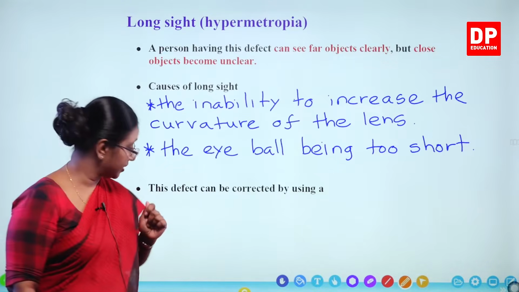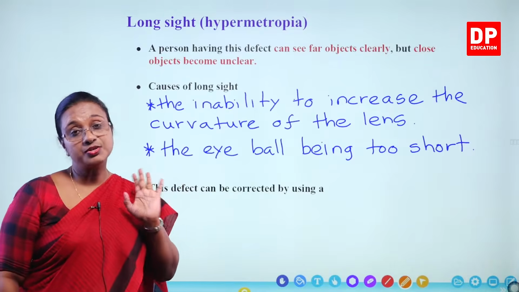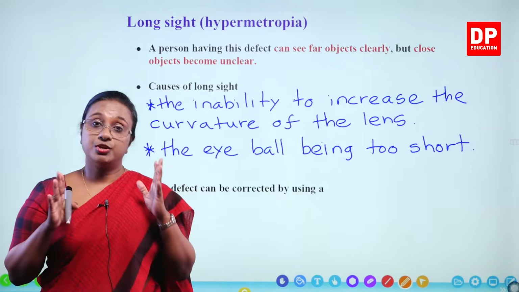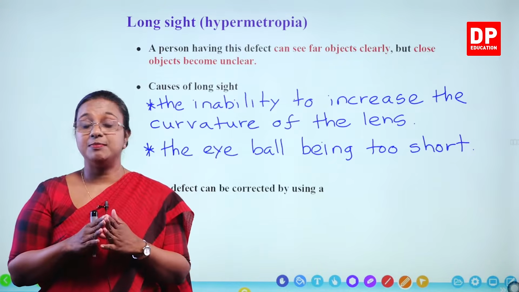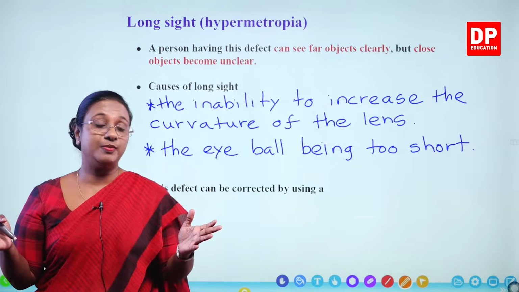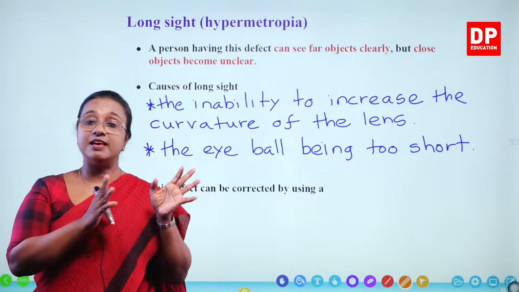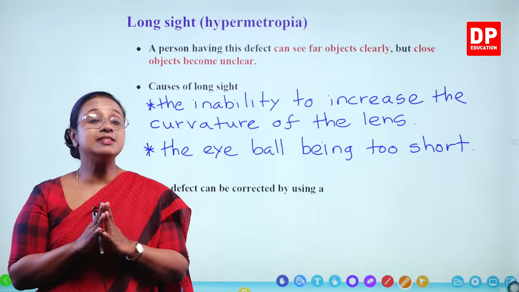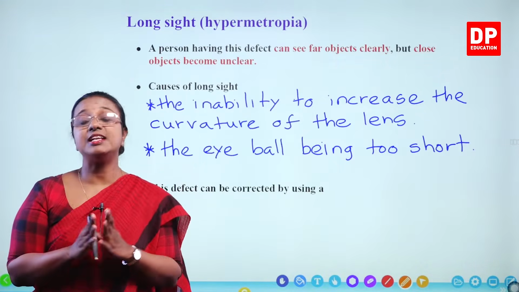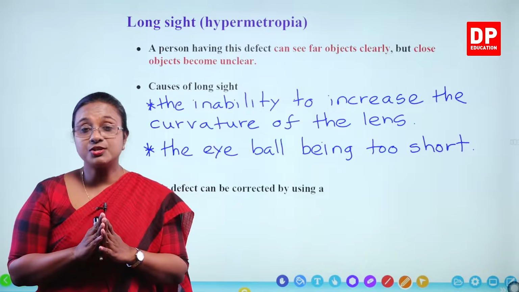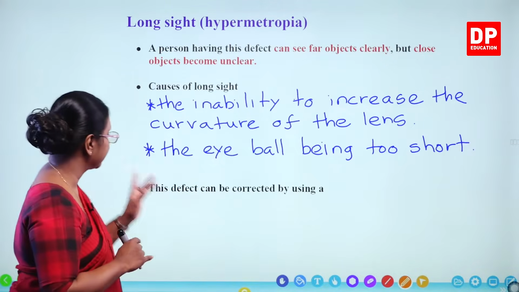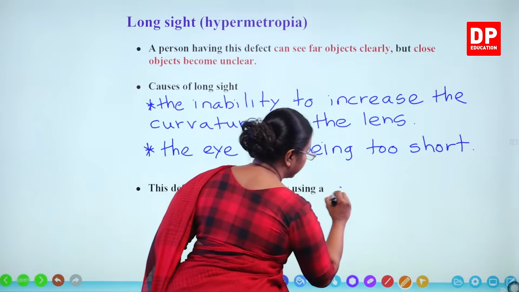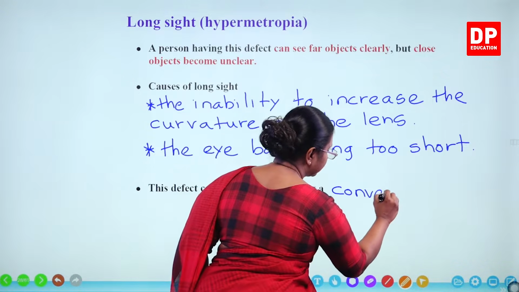And this long sight can be corrected by using spectacles. So, you all are familiar with that. Some of you all might be wearing spectacles. You know people who wear spectacles and you know they wear it for either long sight or short sight. And the spectacles, or the lens, that is used to correct long sight is the convex lens. So, this defect can be corrected by using a convex lens.